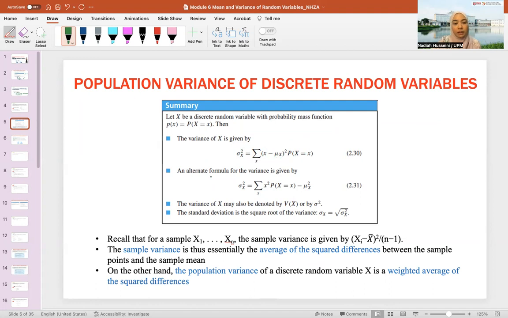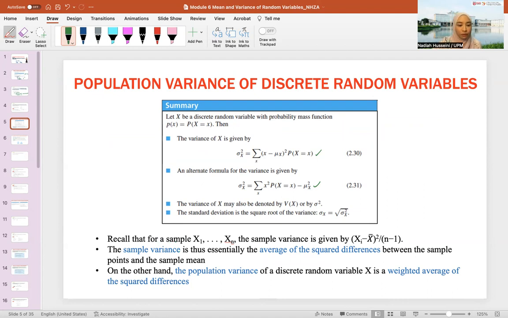Doesn't seem too bad, right? And an alternate formula for the variance is given as the summation of random variable x squared times the probability, minus the mean of random variable x squared. So sometimes it's easier to use this one, sometimes it's easier to use the other. I think the second one is easier, but let's see which one is better for us to use in solving problems. Okay, so what does population variance tell us about our random variable?